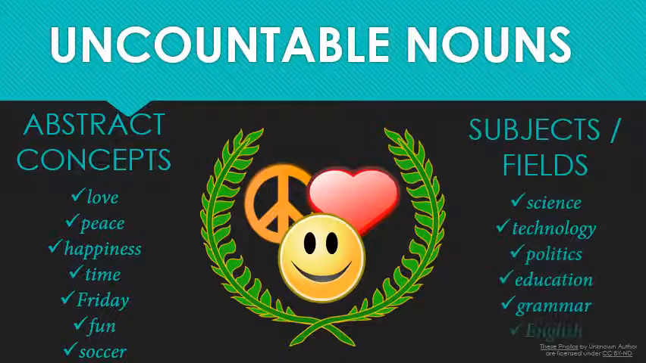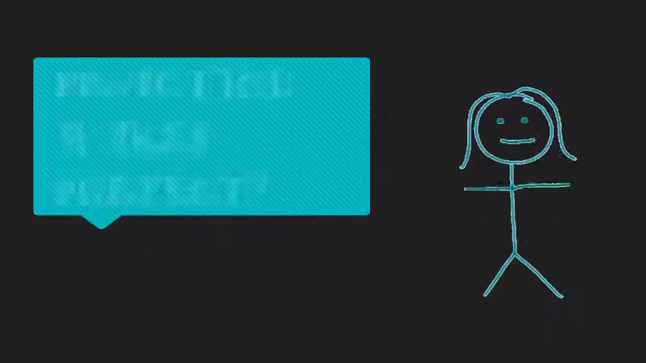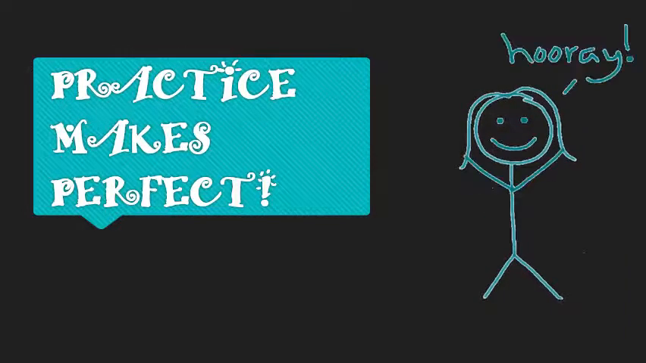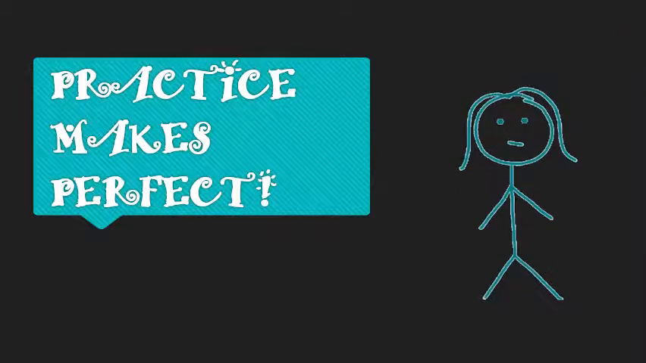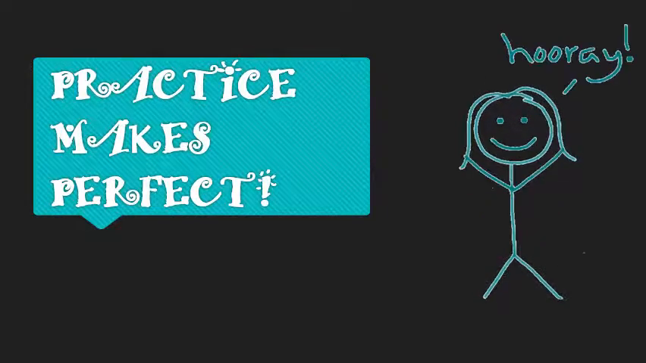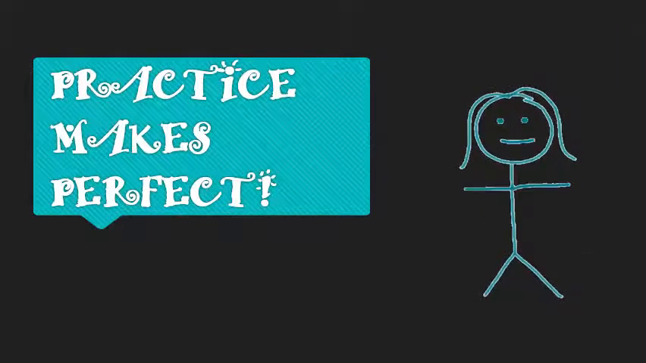Okay, similar note. Subjects, fields, what do you go to school and learn, right? Science, technology, politics, education, grammar, English. You can't touch them. You can't count them, so they're uncountable, and you do not use "a" or "an." This really is a very complicated issue for a lot of people. I've given you the basic concept, and I'm happy to answer more specific questions that you have. But for the moment, let's just get a little bit of practice before we end for today.